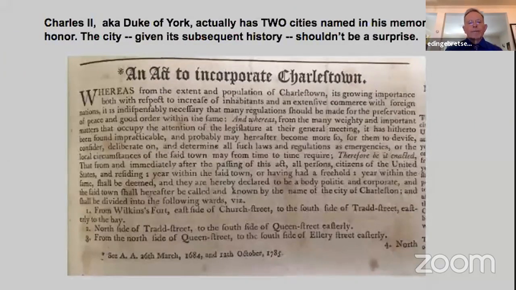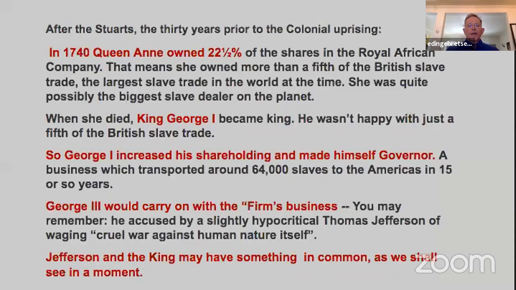Charles II, aka Duke of York, actually has two cities named in his memory and honor. Considering that he was one of the most avaricious and active enslavers in royal British history, and he was because he had the power as king to do it, the city, given its subsequent history in enslavement, Charleston, shouldn't be a surprise. 1684, an act to incorporate Charlestown. Now wait for it, there's a surprise here too, because we'll see that in a moment.